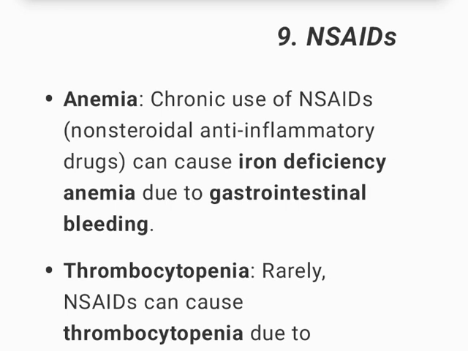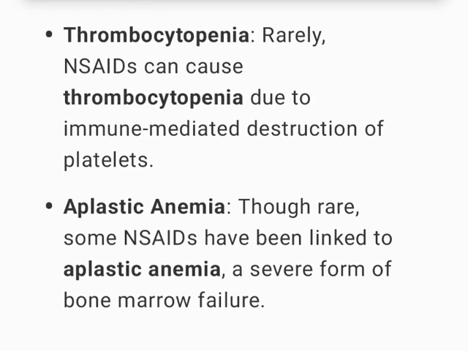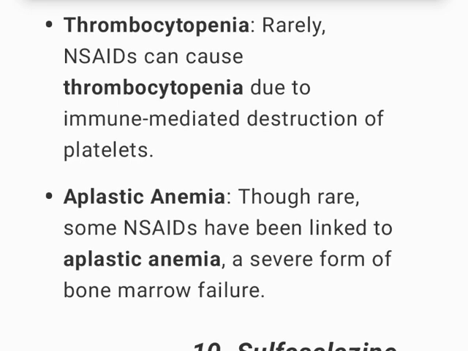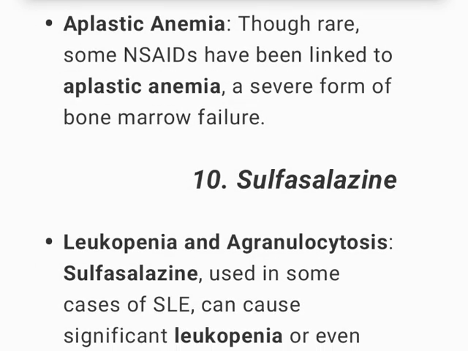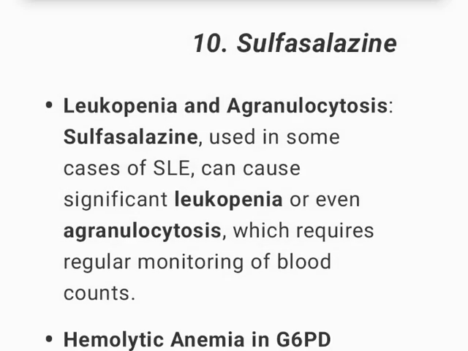9. NSAIDs, anemia. Chronic use of NSAIDs, nonsteroidal anti-inflammatory drugs, can cause iron deficiency anemia due to gastrointestinal bleeding. Thrombocytopenia. Rarely, NSAIDs can cause thrombocytopenia due to immune-mediated destruction of platelets. Aplastic anemia. Though rare, some NSAIDs have been linked to aplastic anemia, a severe form of bone marrow failure.